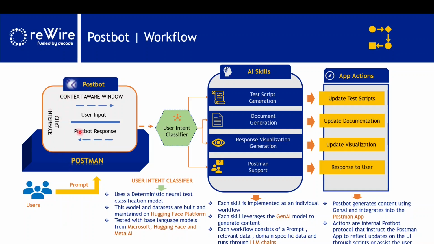Now coming to the Postbot side, here we have a workflow. We have the Postman here, and Postbot resides on this particular Postman platform. It accepts two things. One is the context-aware window, the second one is the user input. What do we mean by context aware? Whatever window is currently open, that will be learned by this Postbot assistant.